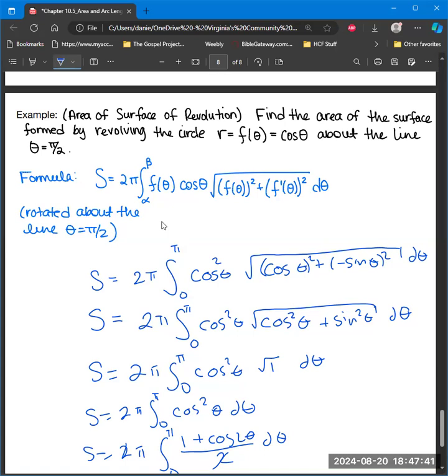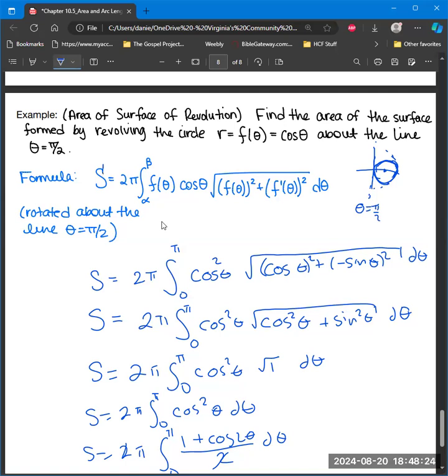So the area of the surface of revolution: if you find the area of the surface formed by revolving the circle r equals f of theta equals cosine of theta, which is going to be a circle of radius 1 that touches over there and has the center over here, we're going to revolve that about this line, theta equals pi over 2. We're going to revolve about this axis, theta equals pi over 2.